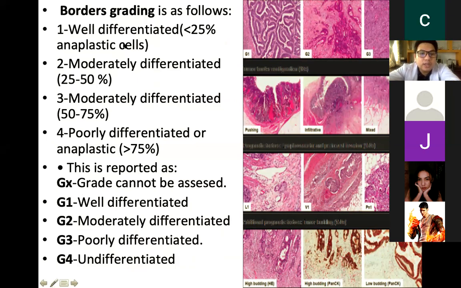For 1, less than 25% anaplastic cells. Okay? For grade 2, 25 to 50% moderately differentiated. For 3, 50 to 75%, and grade 4 class, more than 75% of the cells are undifferentiated. So yung sinasabi nila, stage 4, grade 4 cancer. Okay? Meaning, the cells are being changed from the normal cell to an undifferentiated one.